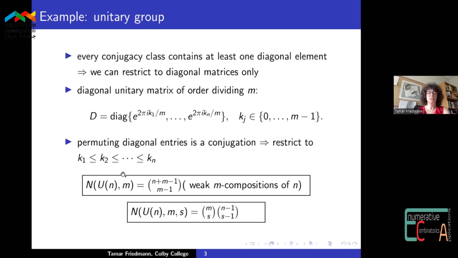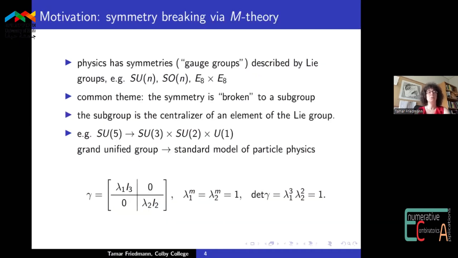And then we can pretty easily compute this. So N(U(N),M) is just weak M-compositions of N. And then if we do this by number of eigenvalues, then we pick the S eigenvalues first, so that's M choose S, and then we divvy them up to the N positions along the diagonal, and we get this rather pleasing expression. So where did all that come from?